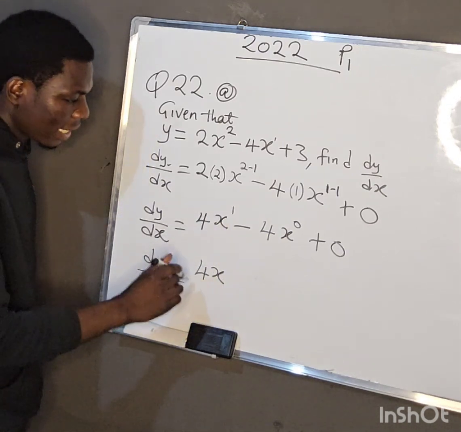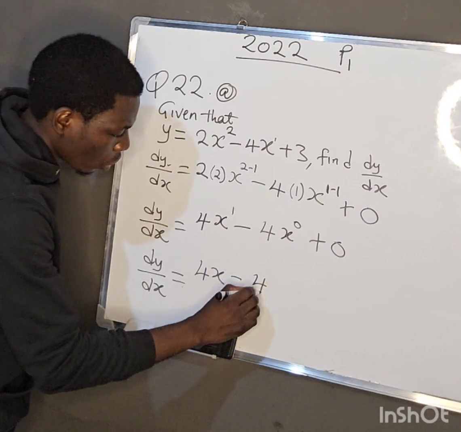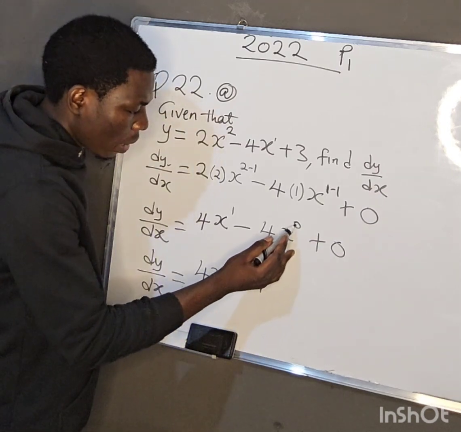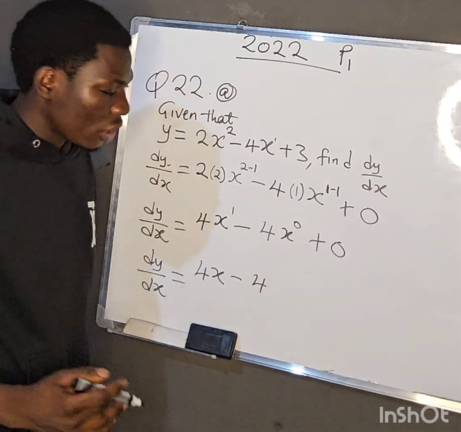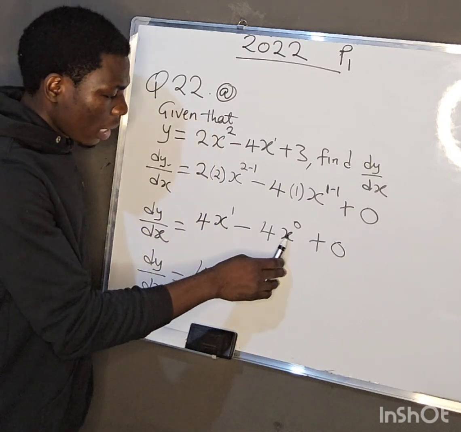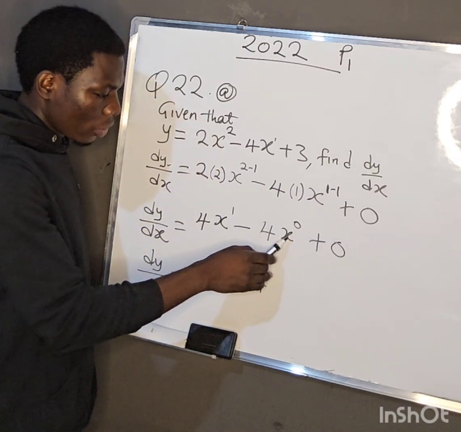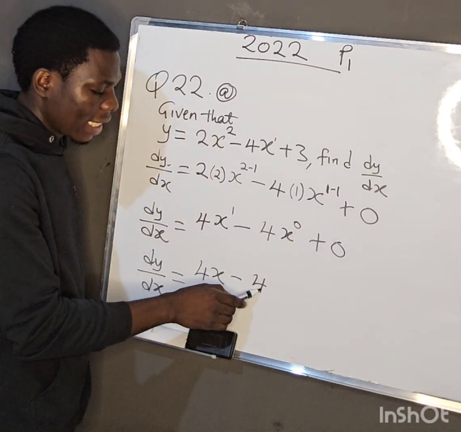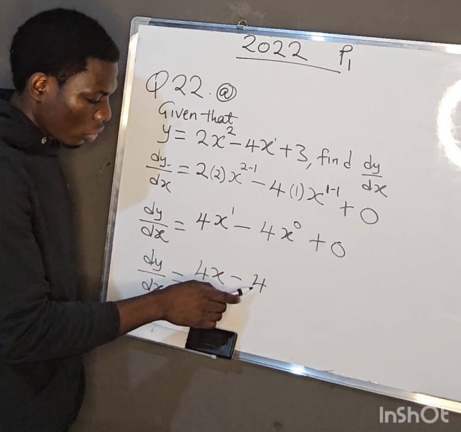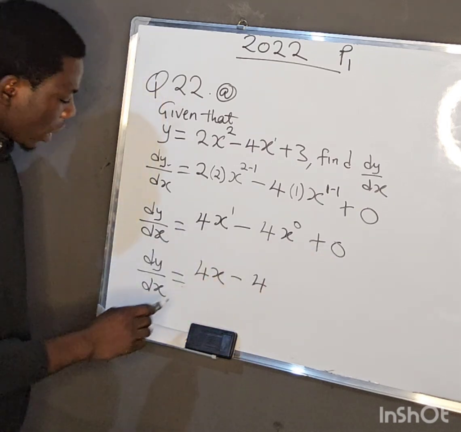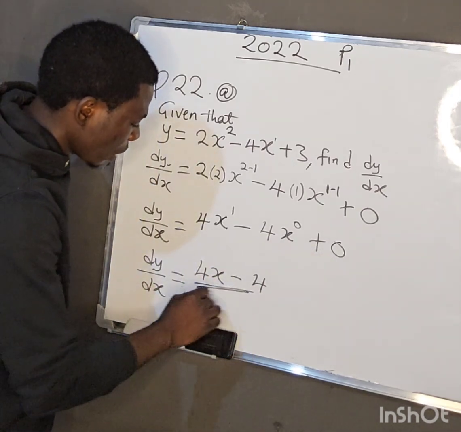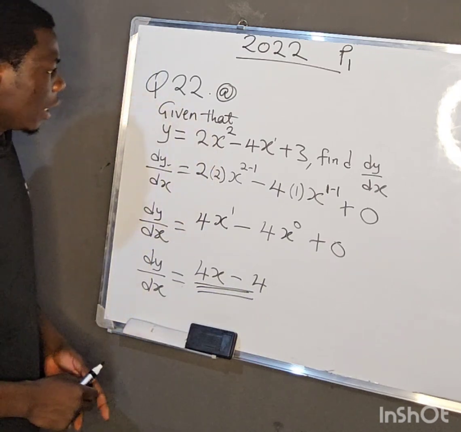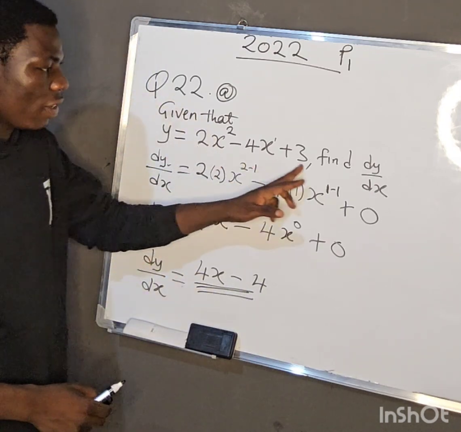So we're going to have 4x minus 4, and then we have x to the power 0. Remember, under index notation that any number raised to power 0 is a 1. So that 1 times 4, you just get a 4. Plus 0, it will remain a 4 there. So that means this is going to be our final answer if we are to differentiate this given function.